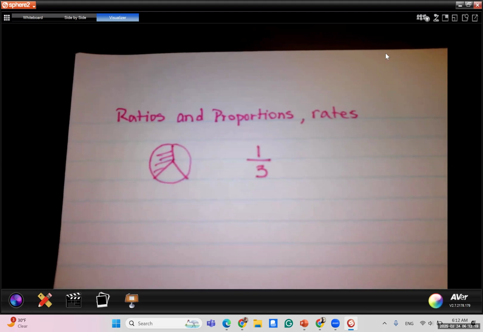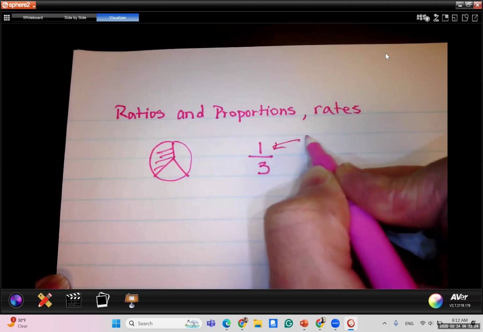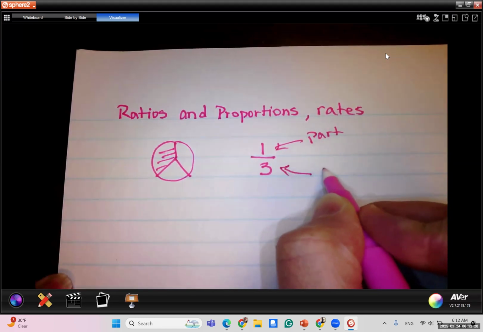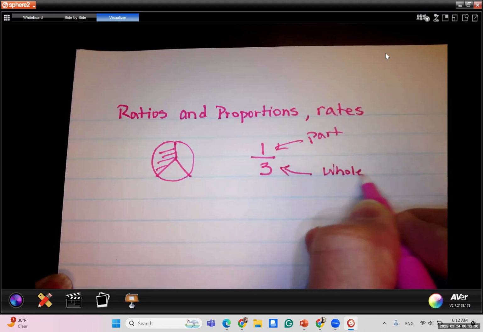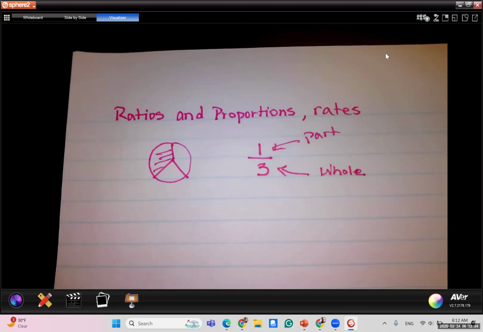And that is basically showing that this is the part that was eaten out of 3 total, right? This is the whole, the complete thing. Okay, so the top and the bottom both represent the same thing. They represent pizza. Ratios look like fractions, but they actually represent something different.